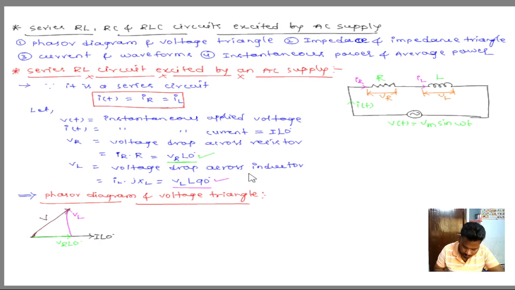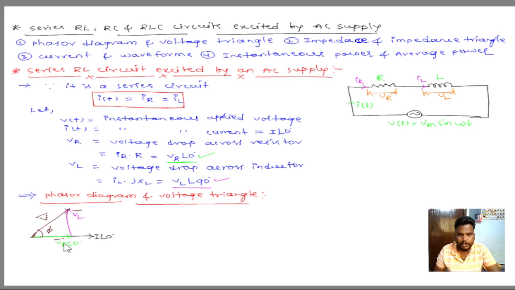This is our voltage phasor diagram or vector diagram. The angle between applied voltage and current is not exactly 90 degrees, and this angle is phi. This is the phasor diagram of series RL circuit. Remember, once again, I am taking current as a reference phasor, drawing in x-axis with phase angle 0.